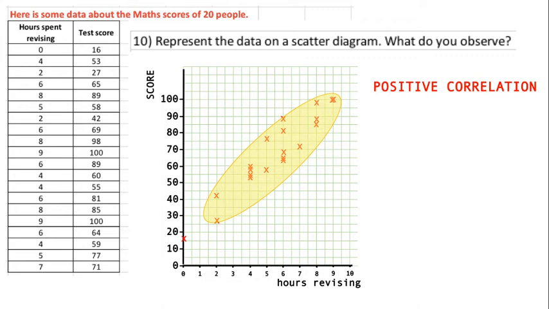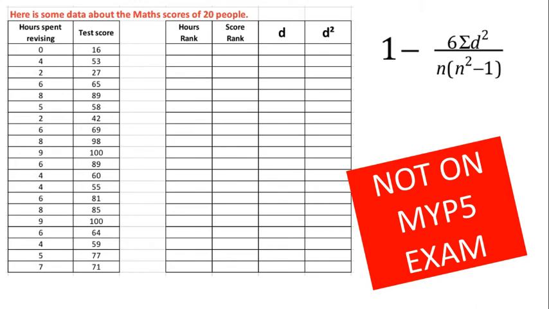There are two other possibilities we might observe. We might observe negative correlation, where one thing going up makes the other go down, or it might be completely random, which would be no correlation. Now the next bit is calculating the rank correlation coefficient. This is absolutely not on the MYP5 exam, so if you're MYP5, don't worry about this for the moment.